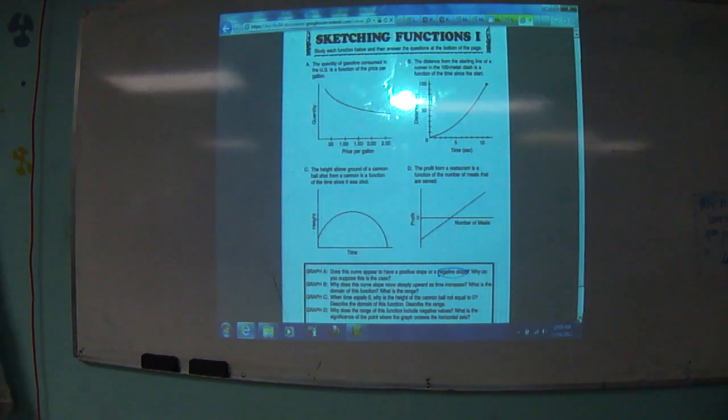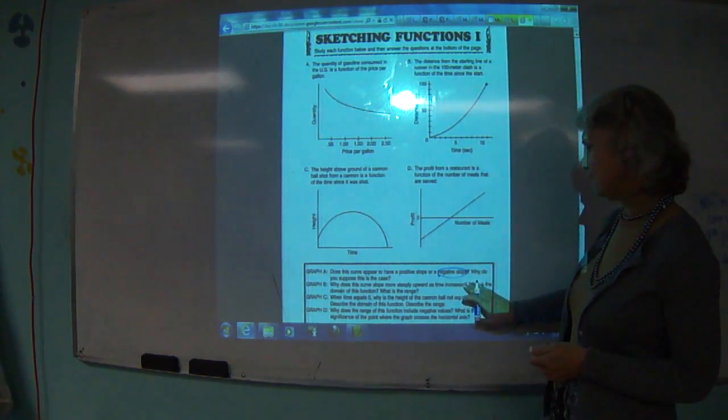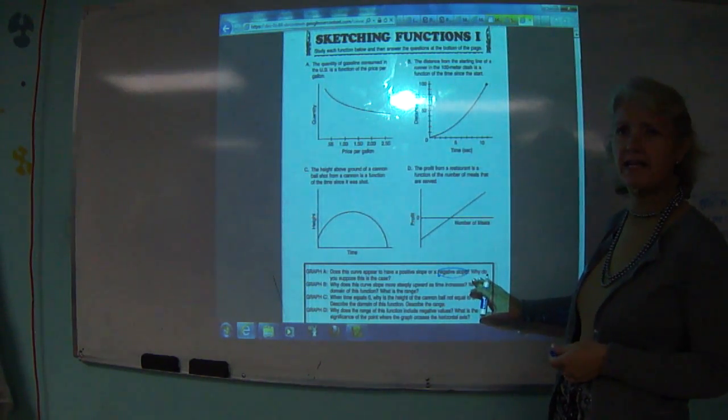What's the slope again? Slope is the direction of the line. Is it going positive or upward, or is it going negative or downward? Okay? So what's the answer? Negative, and why do you suppose it is the case?